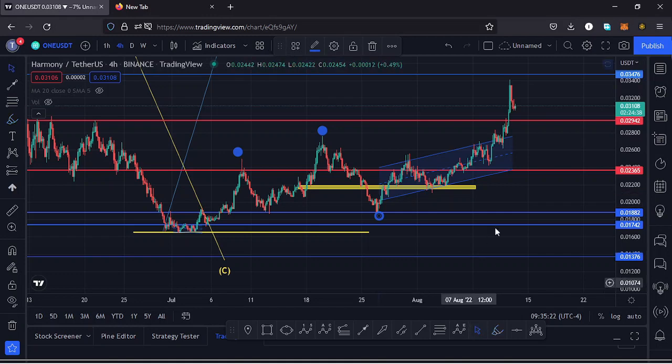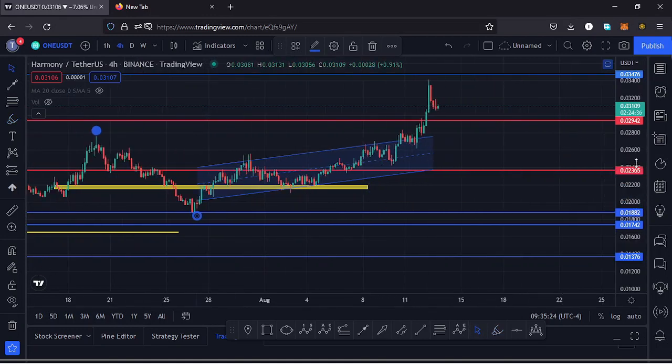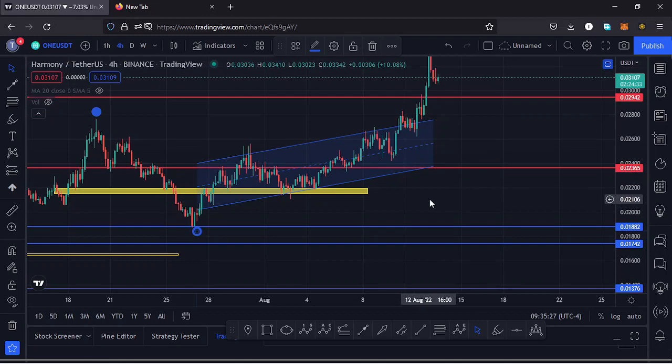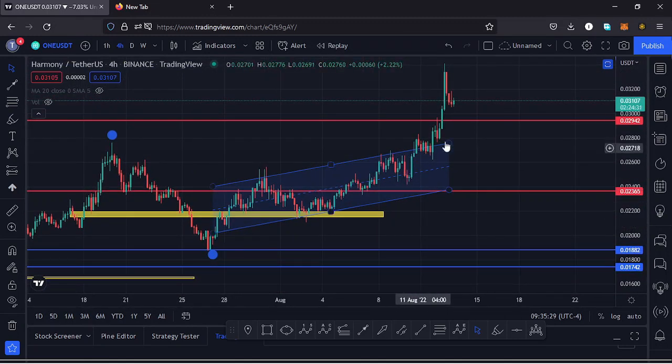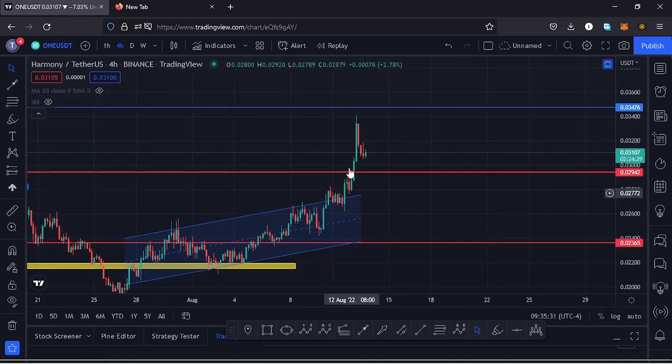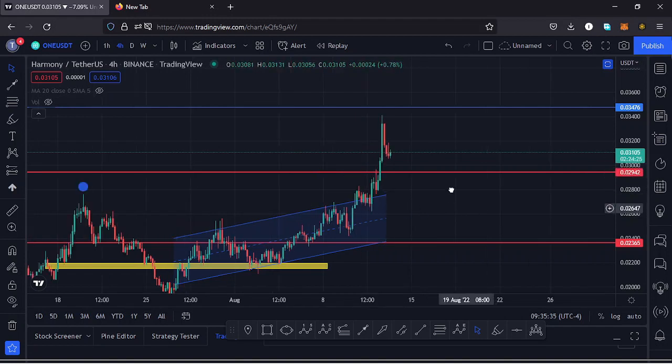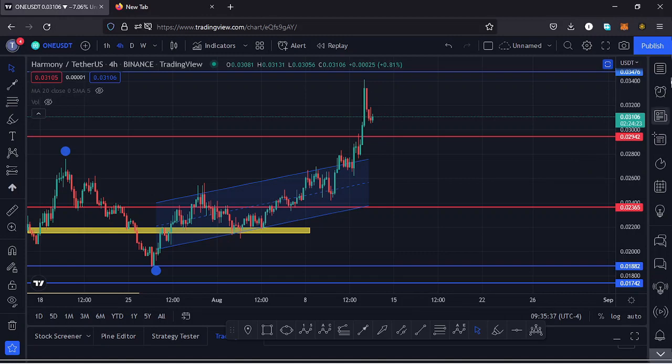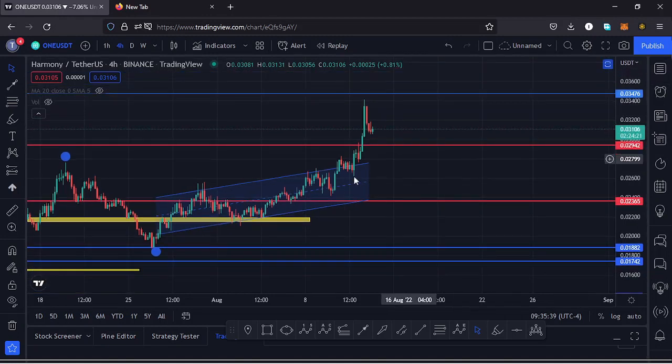And in that movement to the upper side, we had also been trading within this ascending channel, and we have managed to break out of the channel to the upper side, also managed to break above this key area of resistance over here. In my previous videos I had said that it's possible that we might break out of that channel to the upper side, also break above this key area of resistance, which has happened.